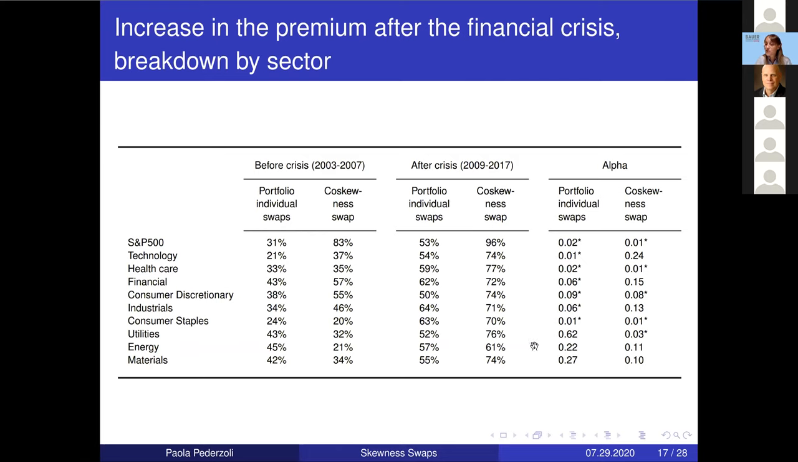So this is very interesting because this is consistent with other papers on variance risk premium where they find that these sectors have a very high idiosyncratic variance risk also since the beginning of the sample, which is basically what I find here. So the portfolio of individual swap return was high also before. But the point is that for all the other sectors, I have a statistically significant increase. Also for some of the co-skewness swap returns, but less than for individual stocks.